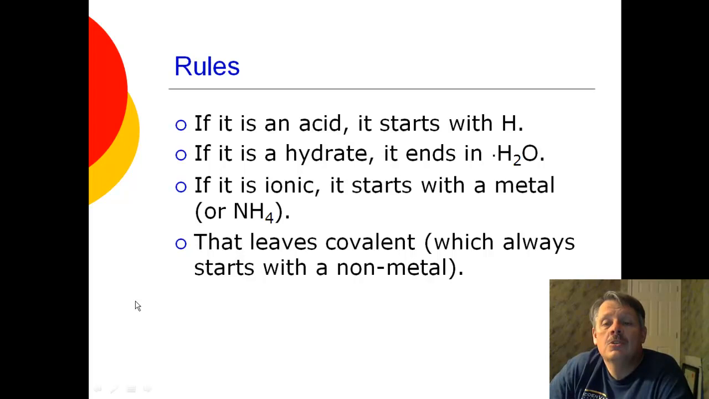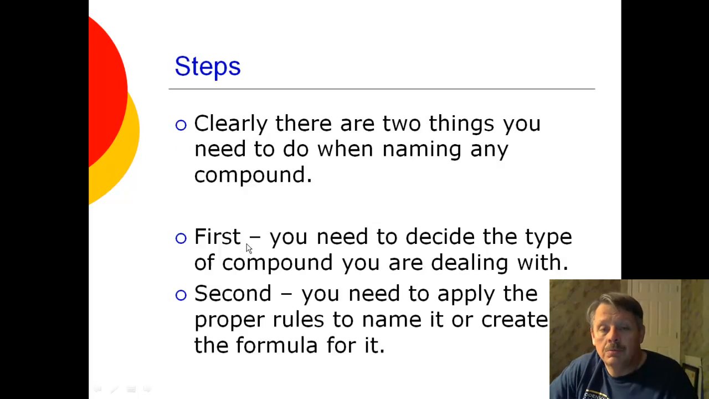So if it's an acid, it starts with H. If it's a hydrate, it ends in .H2O. If it's ionic, it starts with a metal or potentially ammonium, which is NH4, which leaves you covalent, which always starts with a nonmetal because it's a nonmetal to nonmetal. Those are the rules. So, clearly there are two things you need to do when you're naming any compound. The first is you need to figure out what kind of compound you're dealing with. And the second is you need to apply the proper rules to name it, or create the formula for it if you're going that way. Right? But the first thing you need to do is figure out what type it is. And the second thing you need to do is apply the proper rules.